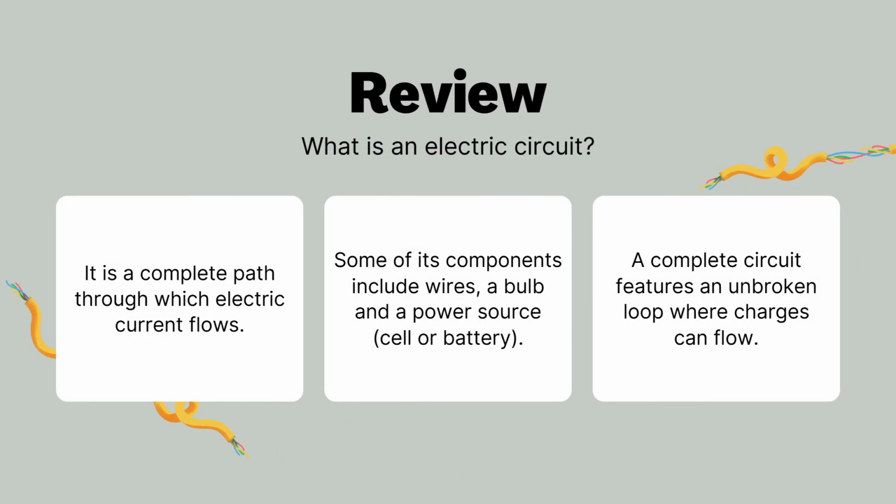Review. What is an electric circuit? You can read this, but I will also read. It is a complete path through which electric current flows. Some of its components include wires, a bulb, and a power source. It is a cell or a battery. A complete circuit features an unbroken loop where charges can flow, which means the current can flow.